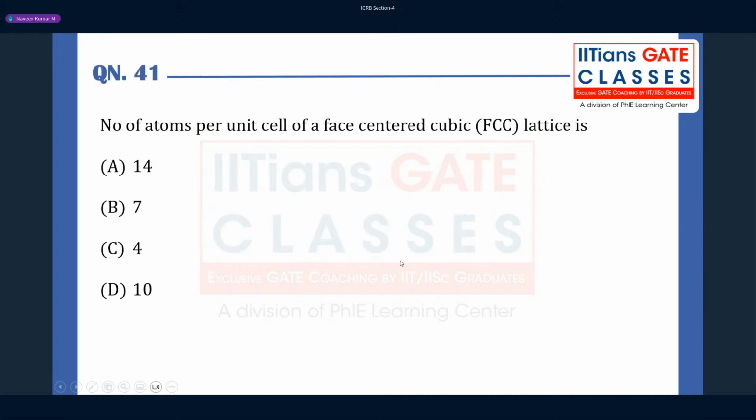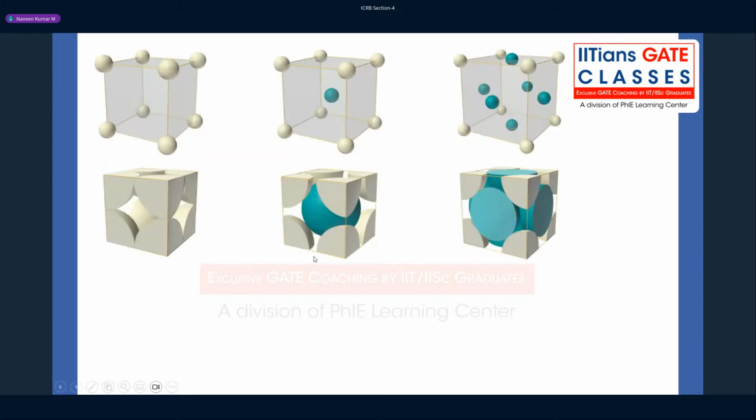Next, number of atoms of a face-centered cubic lattice. We have discussed this in our 2015 and 2016 papers also. Same question, it has been repeated, and the options can easily be put here. So we'll discuss the simple cubic, BCC and FCC. This is simple cubic, right? And this is your body-centered cubic. This is face-centered cubic.